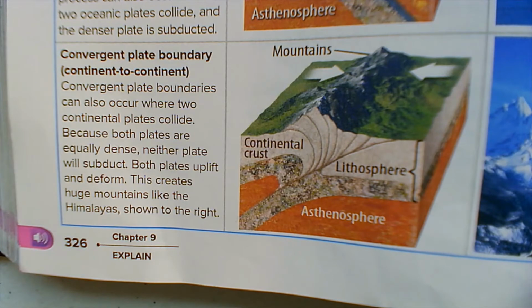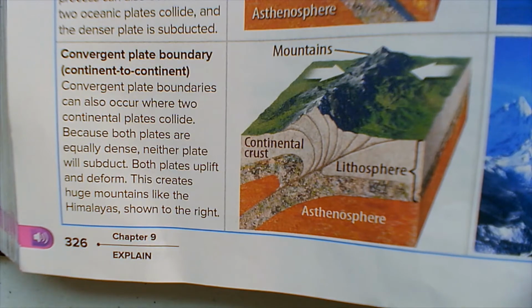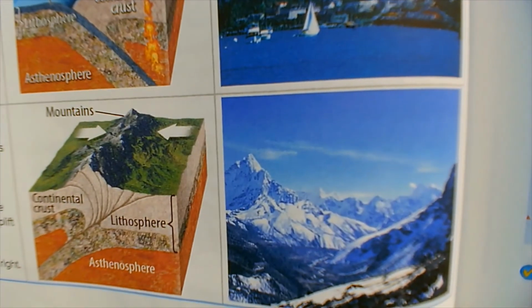So when two plates that have about the same density come together, one's not going to go underneath the other one. Instead, they push each other up. It's kind of like nobody wins. And so they push each other up and forms these mountains. So you can see mountains over here like the Himalayas.